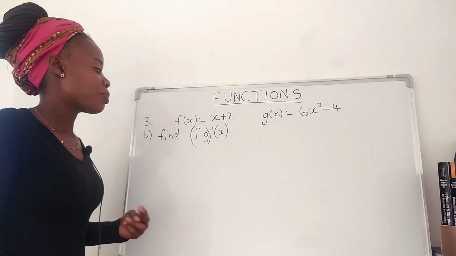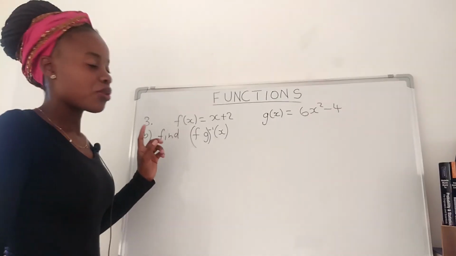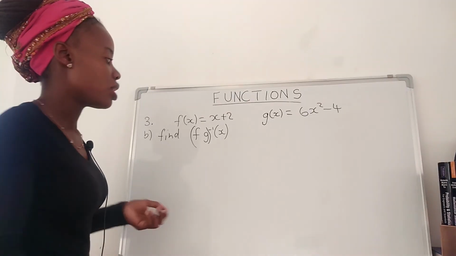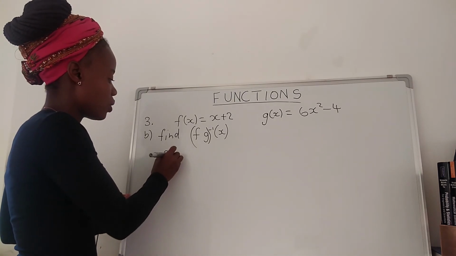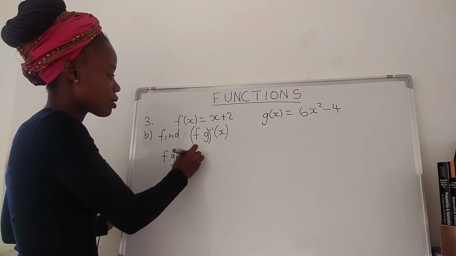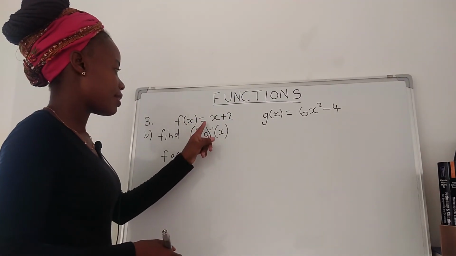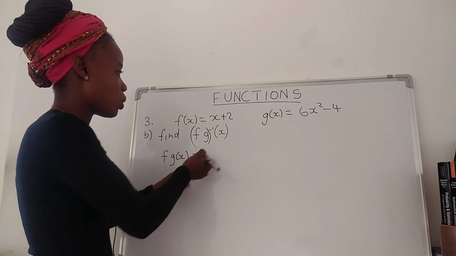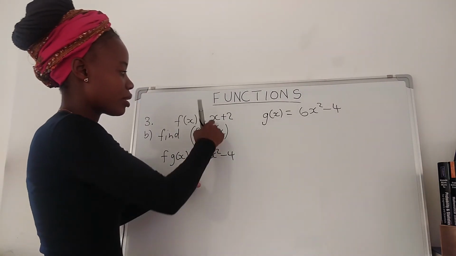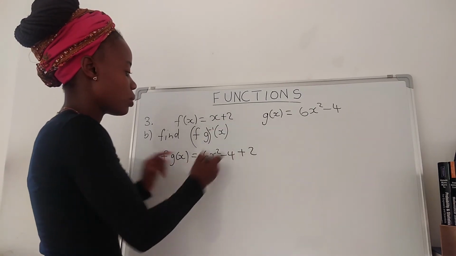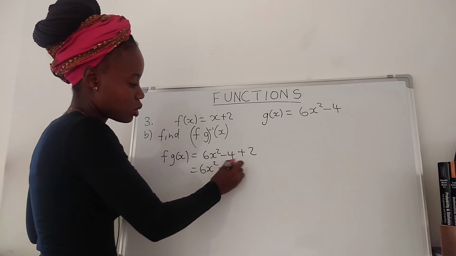B, we are supposed to find the inverse of f of g. The inverse of f of g. So let's find f of g first. So f of g of x, right, we substitute g of x inside f. So we're going to have 6x squared minus 4, this part, plus 2, okay? So 6x squared minus 2, right?